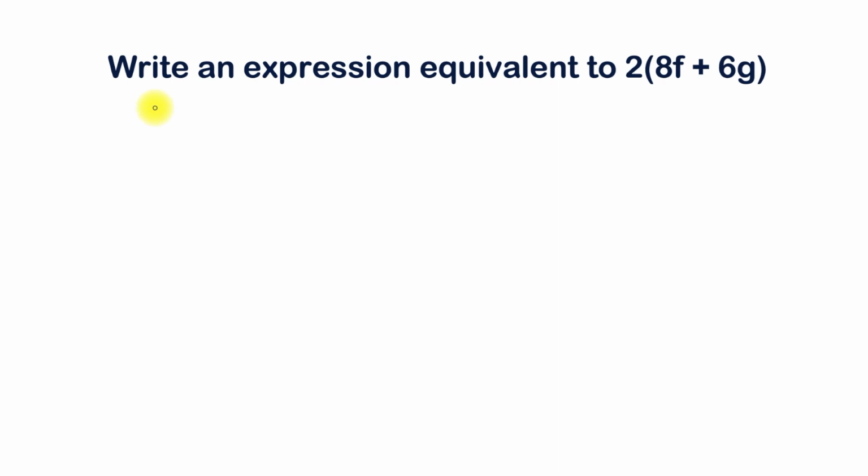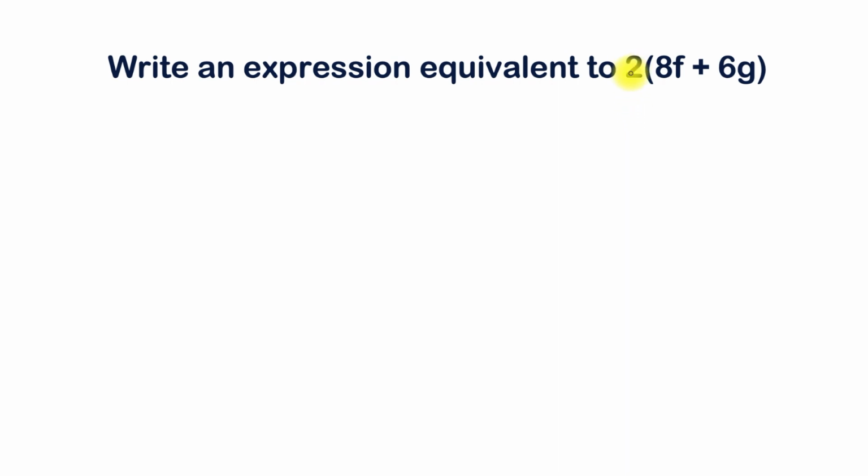In this question, we're being asked to write an expression that's equivalent to 2 parentheses 8f plus 6g. Now, since we have a number outside of parentheses and directly touching those parentheses, we should know that we're going to need to use a distributive property.